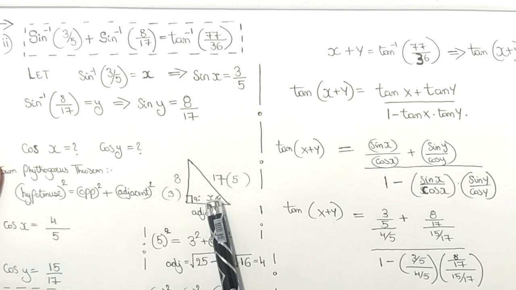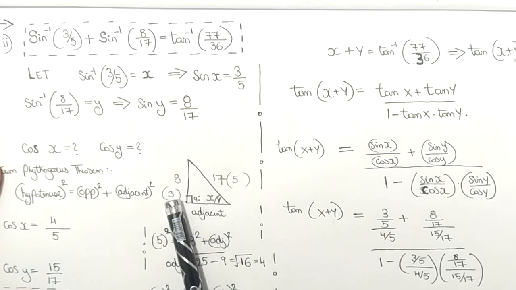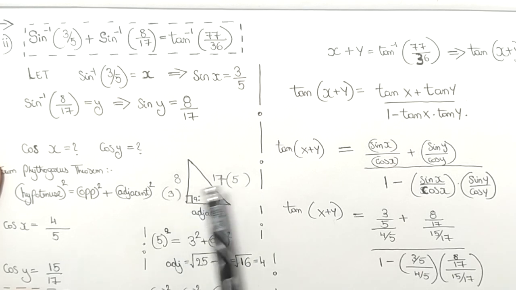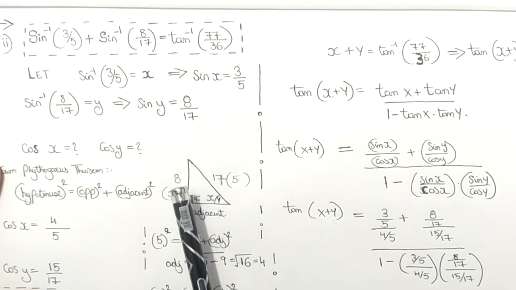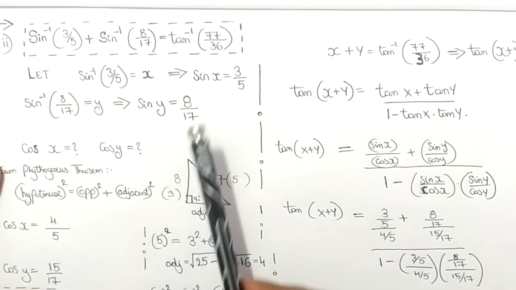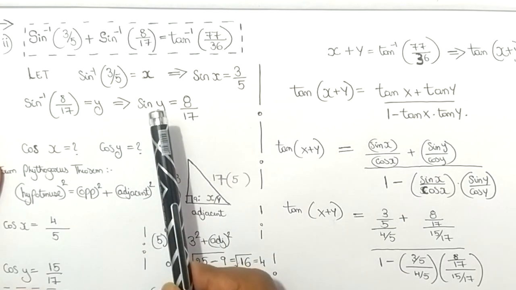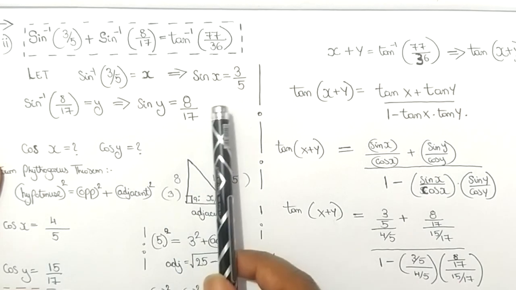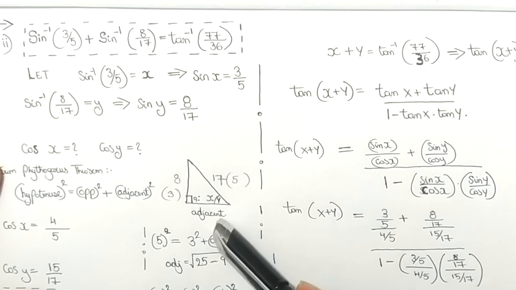We took x as our angle, and 3 is the opposite and 5 is the hypotenuse. I have written them in brackets just to differentiate them from the other numbers. Now take sin y. 8 is the opposite side and 17 is our hypotenuse. From these two values we can get to know what our adjacent is.